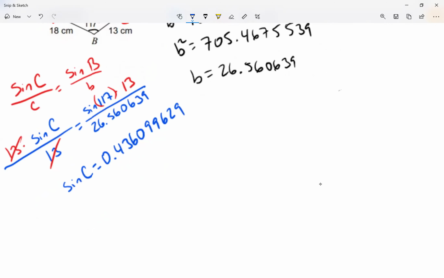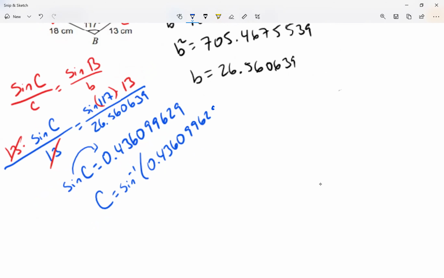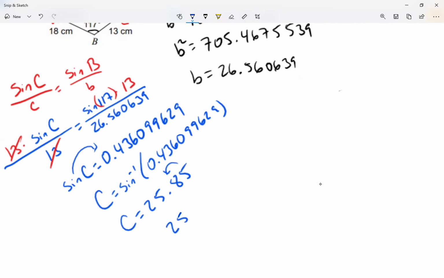Now I'm going to say angle C. When I move sine to the outside, I have to do sine inverse. So sine inverse of all that. I'm going to say my angle C is about 25.85. Rounded to one decimal place, this 5 is big enough, so 25.9.